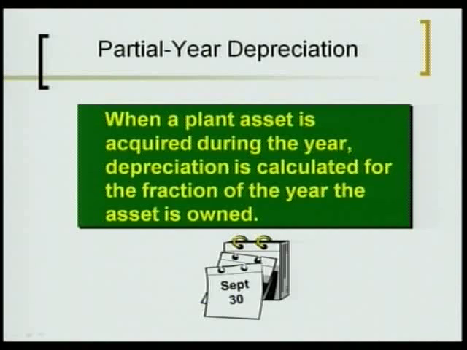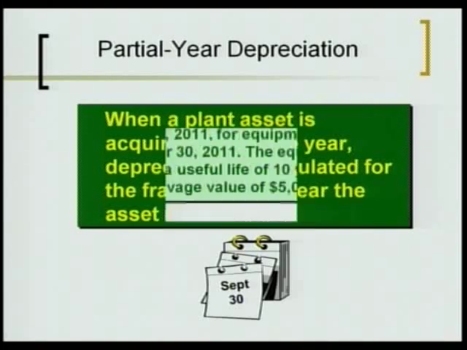Now, we talked in all the examples that we did before the test, I think we always purchased the asset on January 1 or January 2, right? Okay, that was because we didn't want to really get into that. But obviously you buy assets all throughout the year, not just on January 1st. And so what do we do when we acquire an asset during the year? Well, we just depreciate it for that first year for the portion of the year in which we owned it. And I think this pretty much follows common sense.